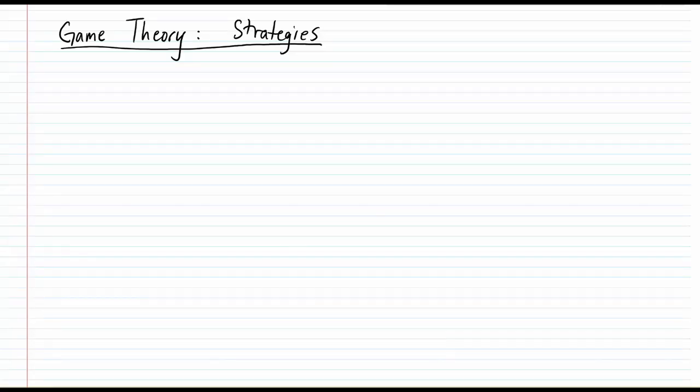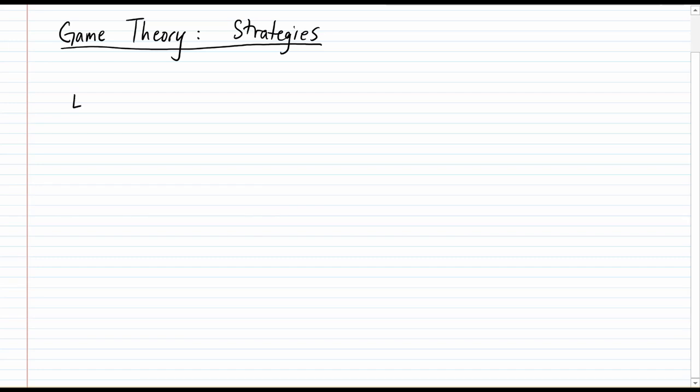Hi class. So in our last video we talked about game theory. We introduced total conflict zero-sum games, and we introduced a tool to look at them called payoff matrices. Today what we're going to do is see how we can use a payoff matrix to determine good strategies for playing games.